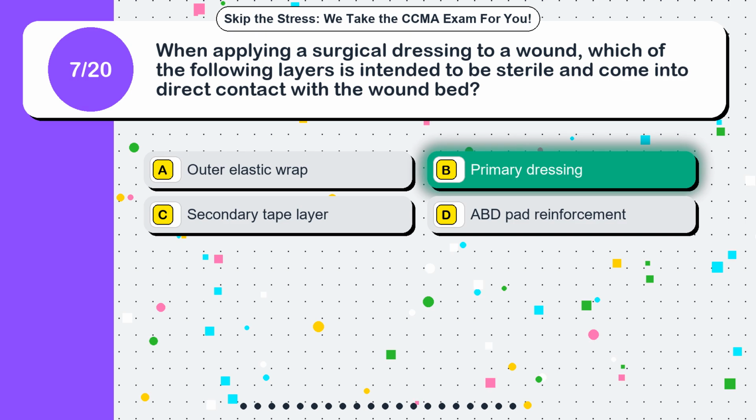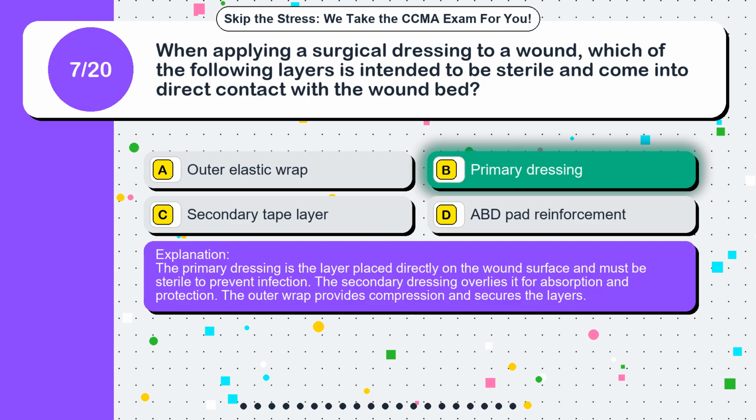Primary dressing. The primary dressing is the layer placed directly on the wound surface and must be sterile to prevent infection. The secondary dressing overlies it for absorption and protection. The outer wrap provides compression and secures the layers.